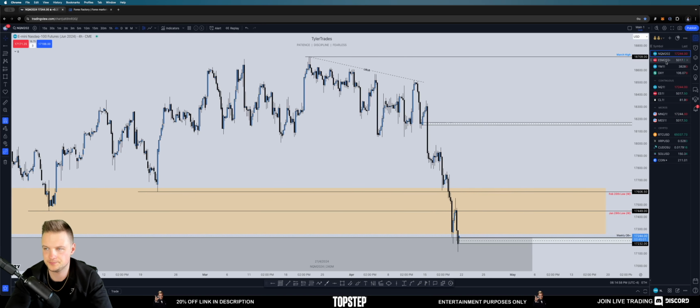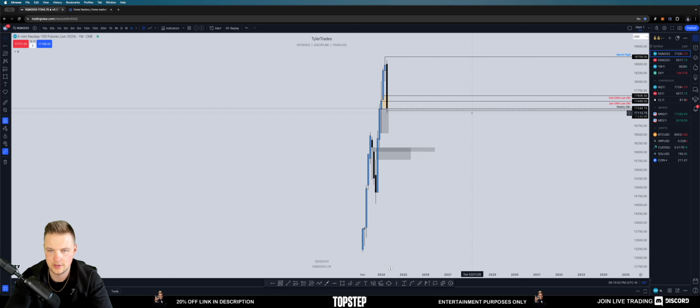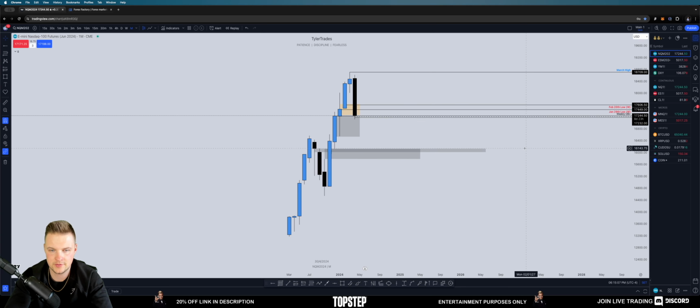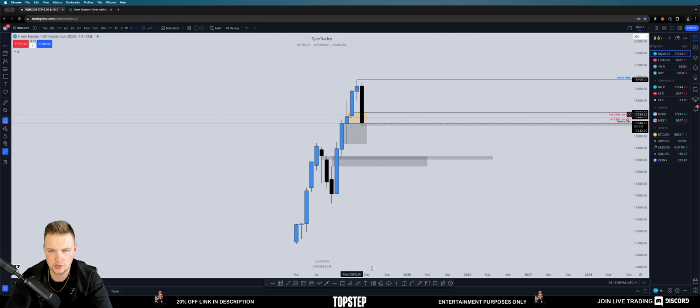Now, the only thing that as well you can mark out on a monthly chart, remember on NQ here, this monthly time frame, we've got this monthly imbalance down here that we're working with. There was no monthly imbalance right here.